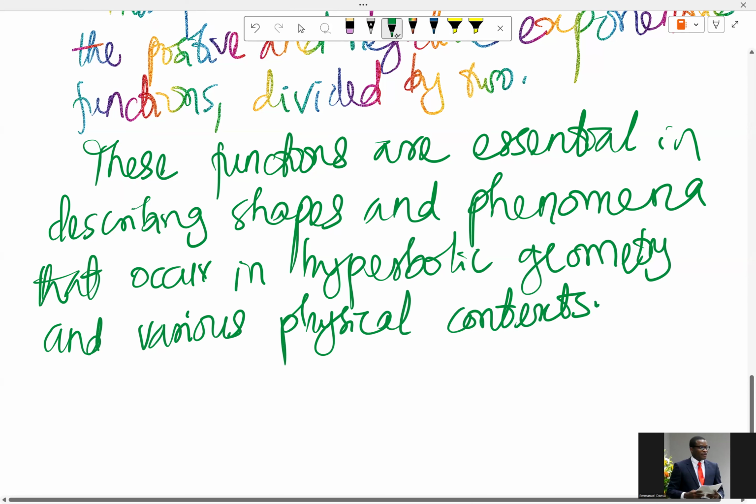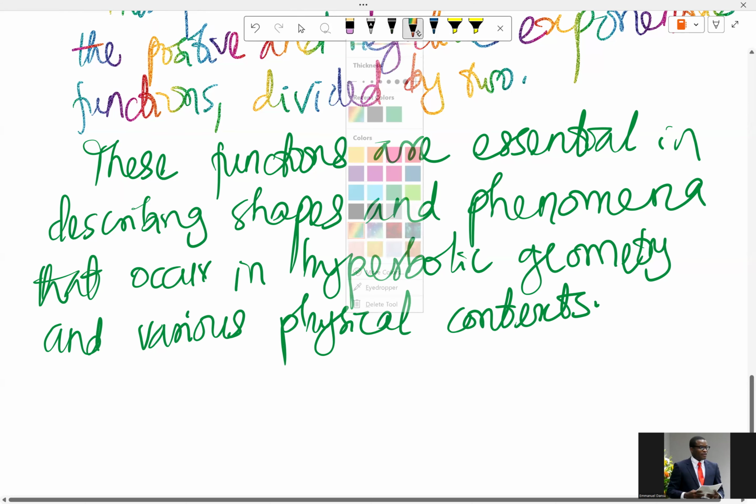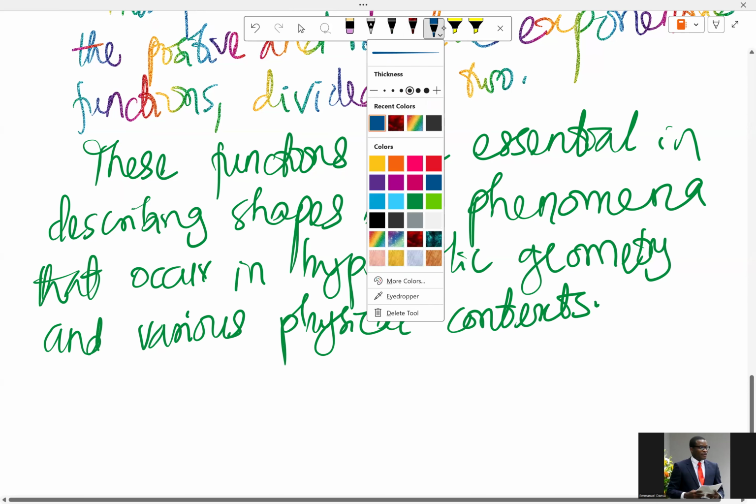Okay, this is the point where I like to change all the markers. So let us go, and then we have, say, what haven't we used before? Okay, let me choose this.